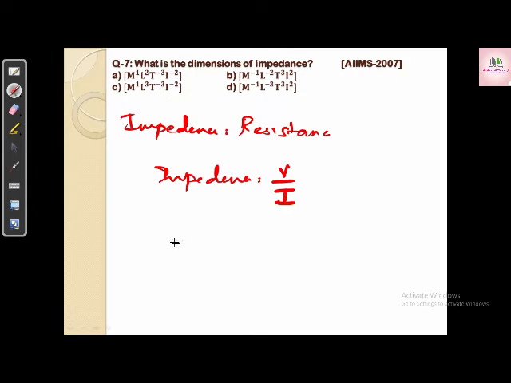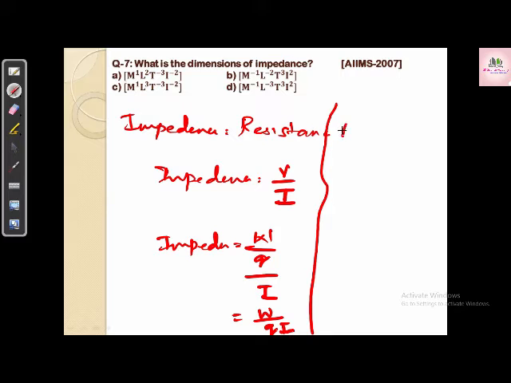We will solve. Impedance is equal to potential difference or voltage, that is nothing but the work done divided by charge, divided by electric current. So that becomes W divided by Q into I. Make this a separate part.